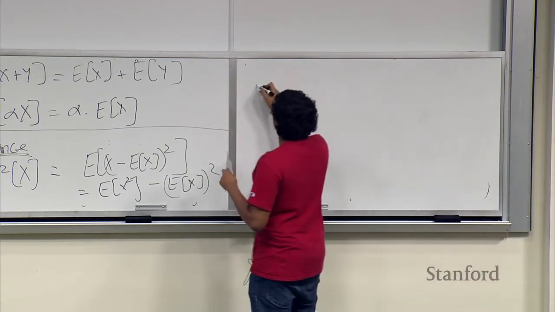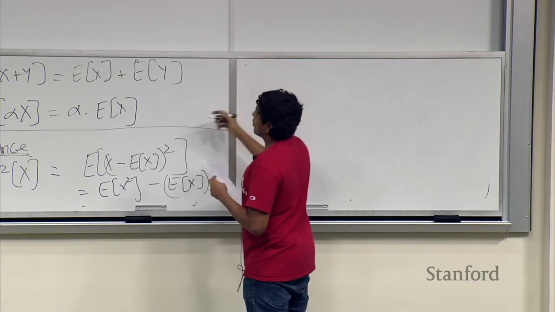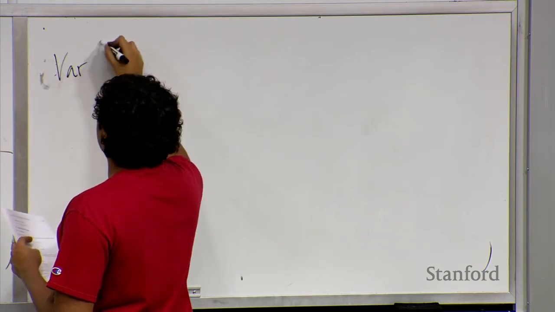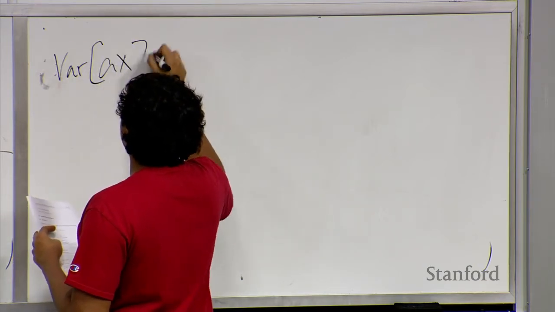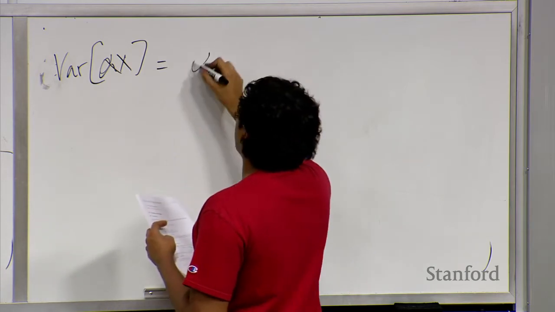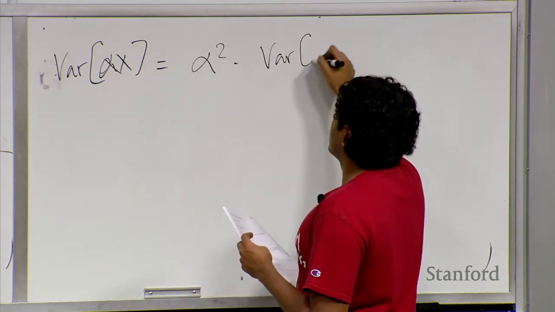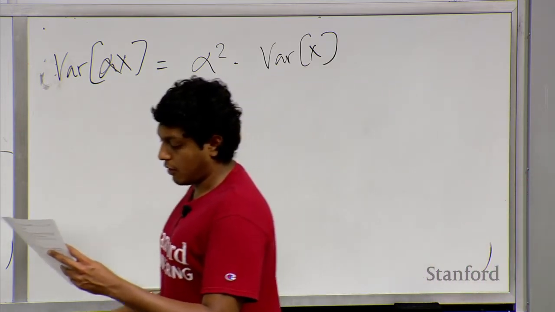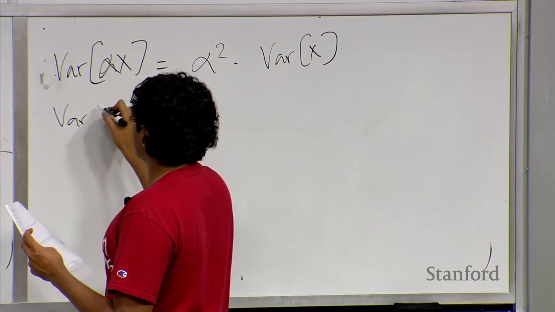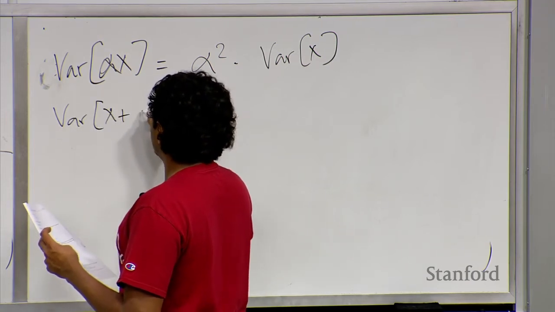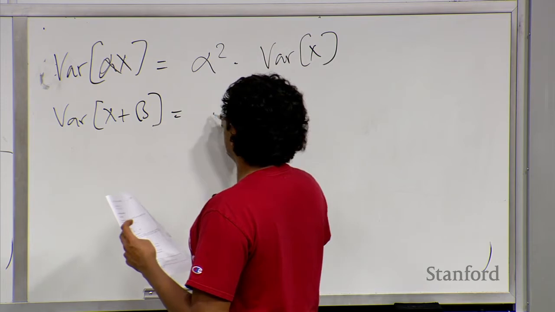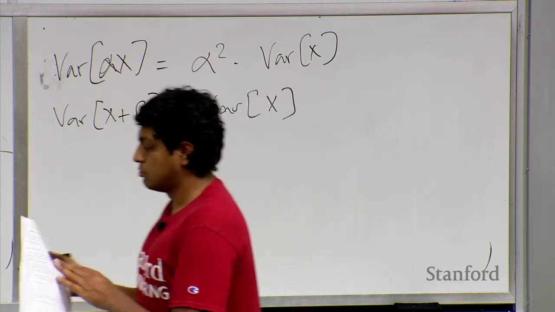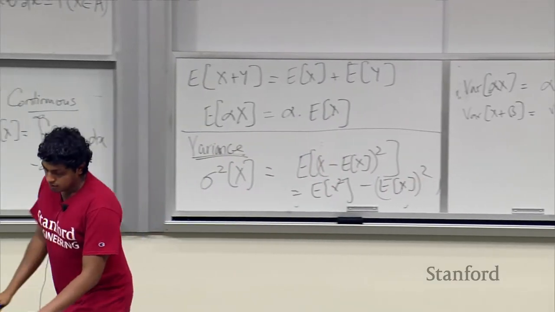Similarly, if we want to look at properties, variance of alpha x would be alpha squared times variance of x. So no longer in linear space, but in squared space. Variance of x plus beta, where beta is a constant, would be variance of x.